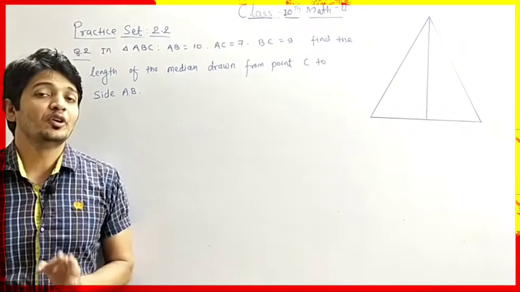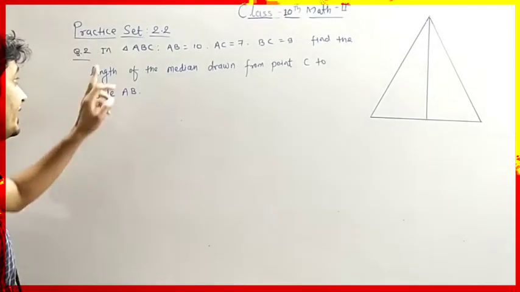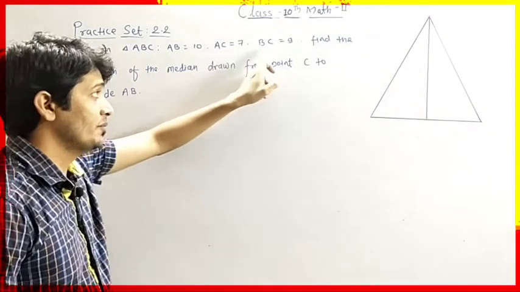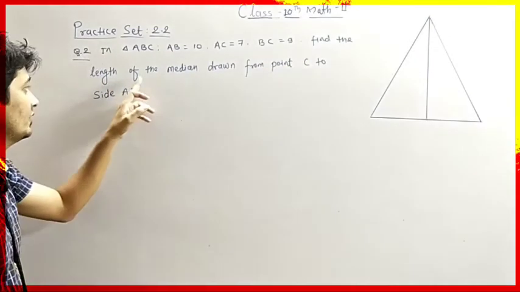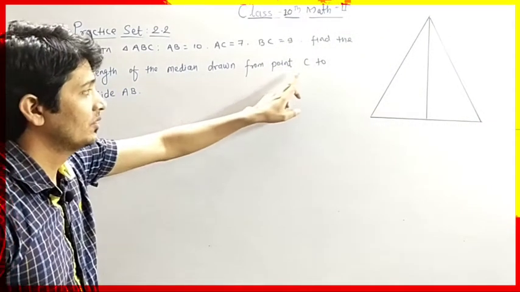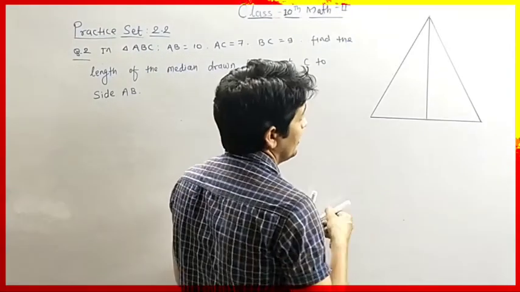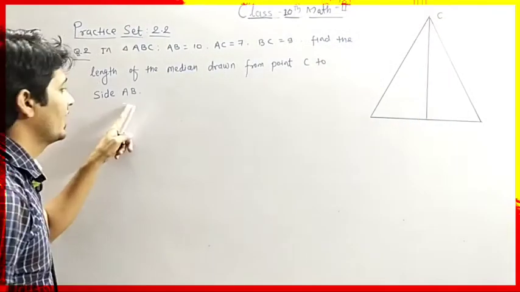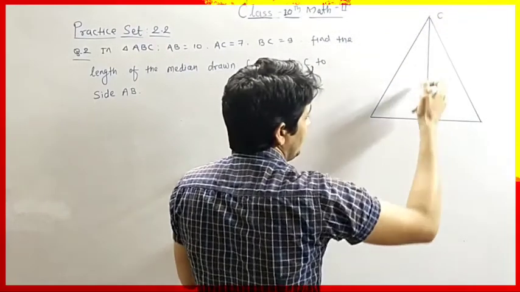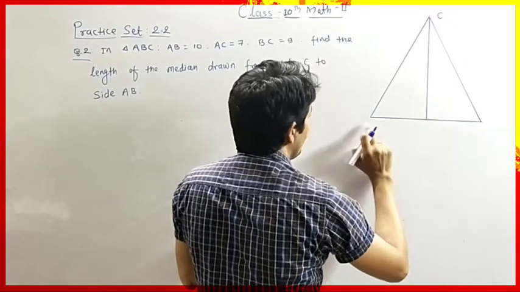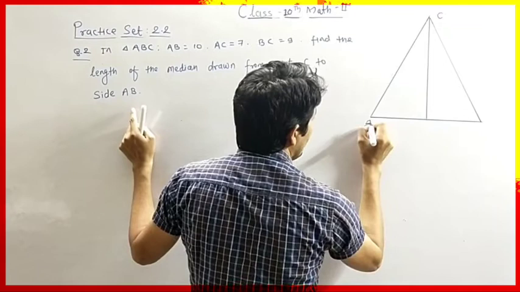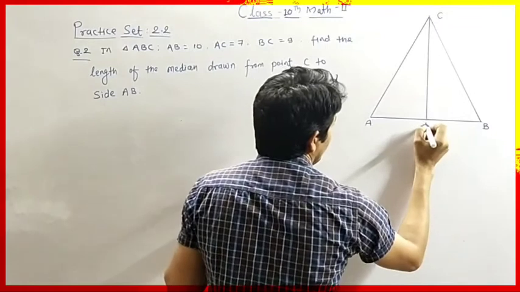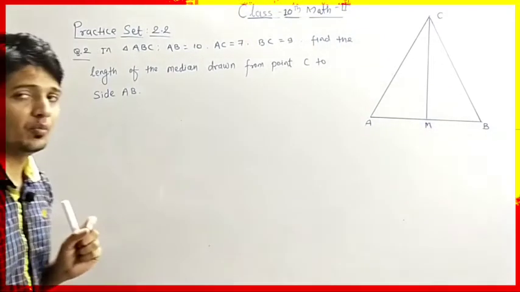So students, now we are going to solve the second problem. The second problem says: in triangle ABC, AB is 10, AC is 7, BC is 9. Find the length of the median drawn from point C. We have drawn this median from point C on the side AB. So that will be A and that vertex will be B. Let M be the midpoint, so CM is the median from the point C.